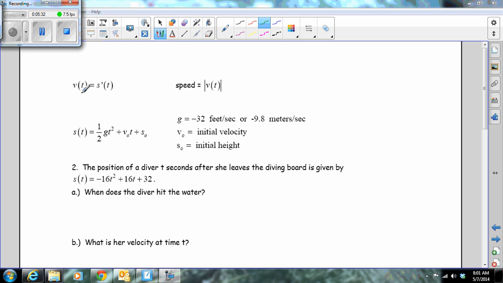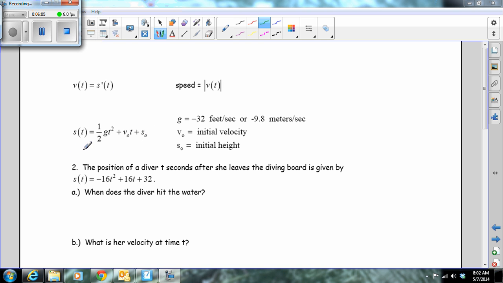As mentioned before, v of t is equal to s prime of t, meaning the derivative of the position will give you the velocity, and the absolute value of the velocity is the speed, because velocity involves the direction compared to speed, which is just the value. Now we have s of t is equal to 1/2 g t squared plus v naught t plus s naught. v naught is the initial velocity, s naught is the initial height.